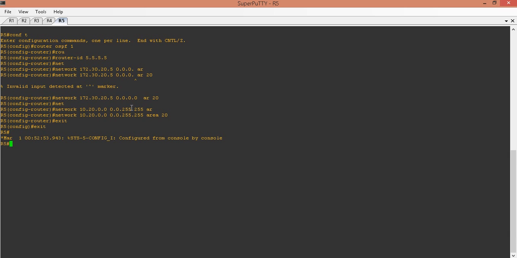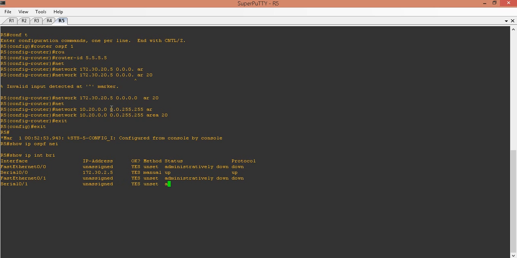I guess now let me show IP OSPF neighbors. Does it form any neighbor? It doesn't. So show IP interface brief. Have I configured anything on the interface? Yes. Oh, look at that! There's the mistake. It should be 20, not 2. So I'm going to go and correct that.